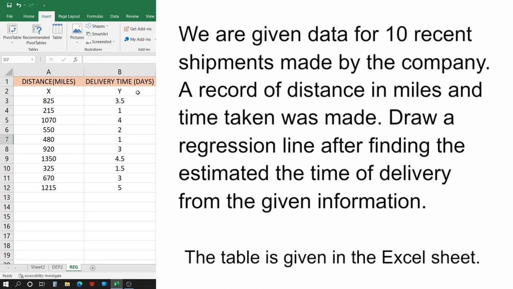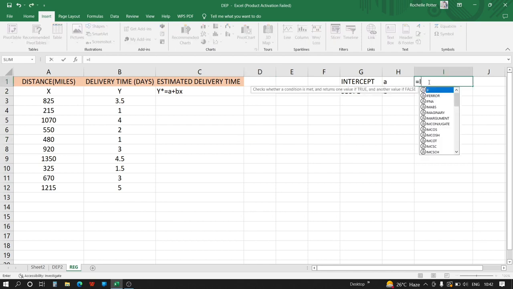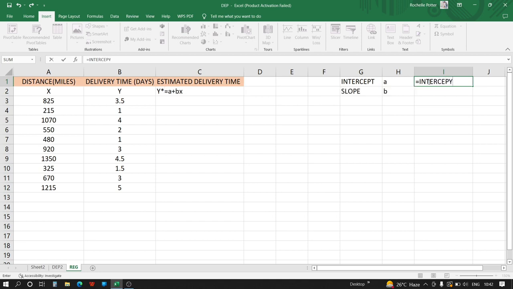So this is x, y, and estimated time is given by y dash equals a plus bx. Here a is the intercept and b is the slope. Now to calculate the intercept, the function is given, that is intercept equals INTERCEPT, open bracket, known y's, comma, known x's, bracket close and enter.